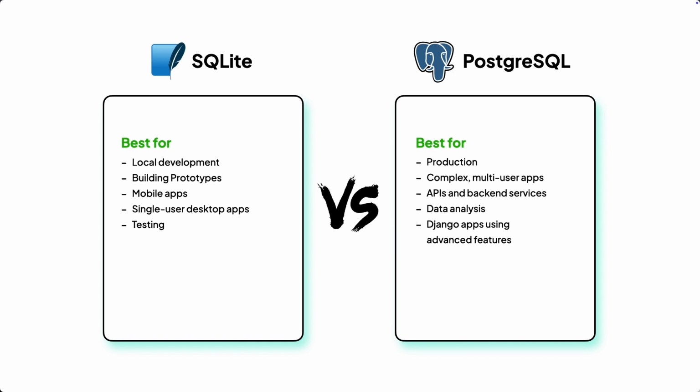Therefore, the best use cases for SQLite are local development, building prototypes, mobile apps, single-user desktop applications, or testing. On the other hand, Postgres is best for production when building complex multi-user applications, using APIs and backend services, data analysis, or building a Django app using advanced features. And now let's take a closer look at two of these advanced features.